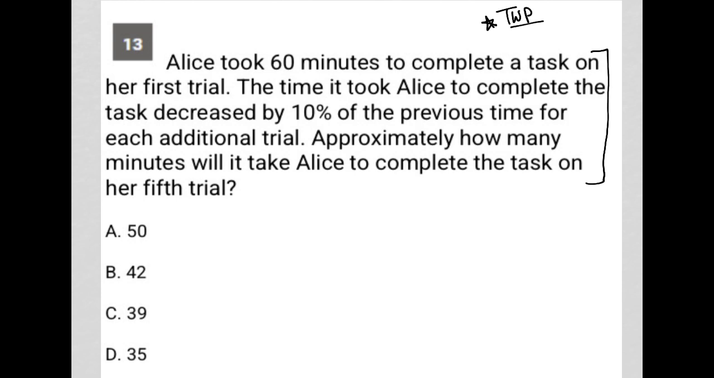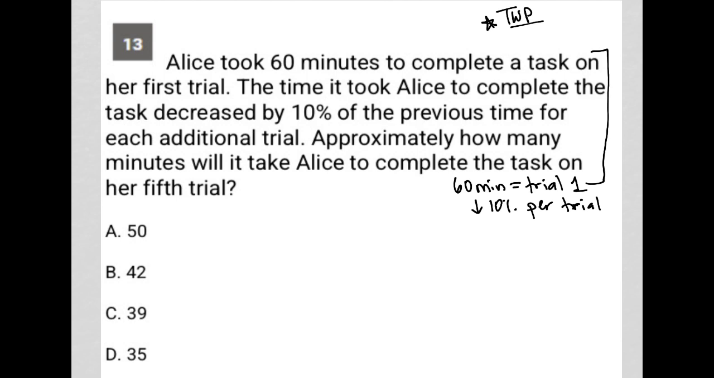So sentence number 1 says, Alice took 60 minutes to complete a task on her first trial. So my translation would be 60 minutes equals trial 1. Right? So I no longer need to read that first sentence again because this statement represents it. The second sentence says the time it took Alice to complete the task decreased by 10% of the previous time for each additional trial. Okay, so that's my next sentence. So I'm going to put an arrow down for decrease, 10%, and I'll say per trial. So there's a translation for my second sentence.